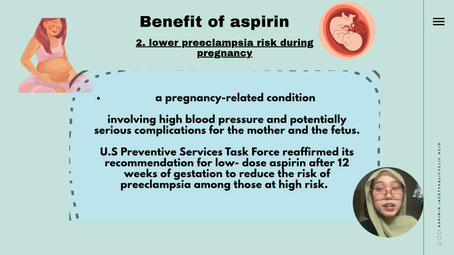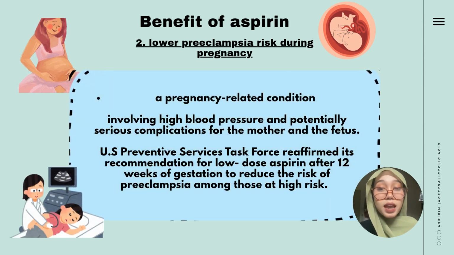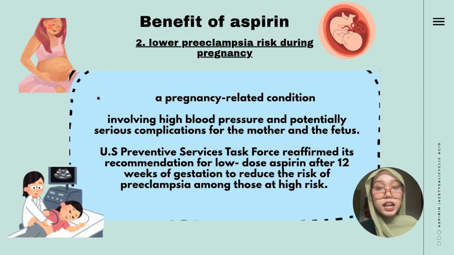Did you know that aspirin can also help during pregnancy? Low-dose aspirin can lower the risk of preeclampsia, a serious condition in pregnancy that involves high blood pressure and can be dangerous for the mother and the baby. According to the U.S. Preventive Services Task Force, women who are at high risk of preeclampsia should start taking low-dose aspirin after 12 weeks of pregnancy. Aspirin can protect the heart and even help during pregnancy, but only when recommended by a doctor.